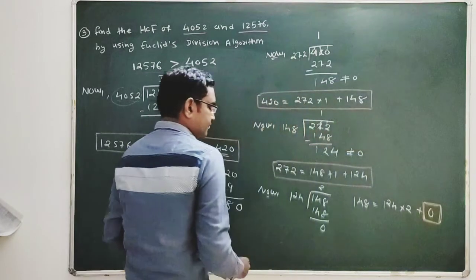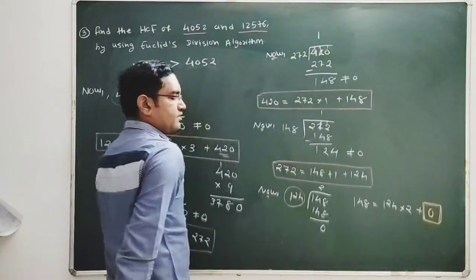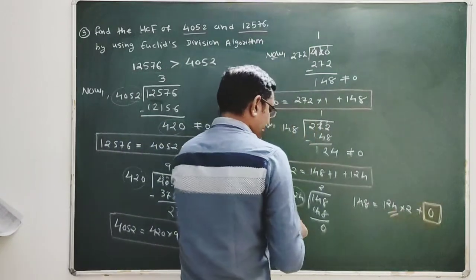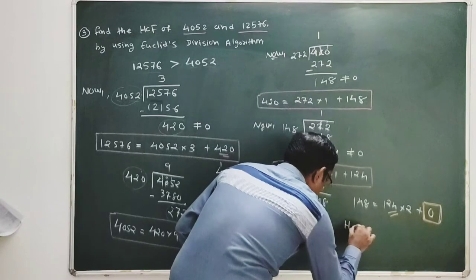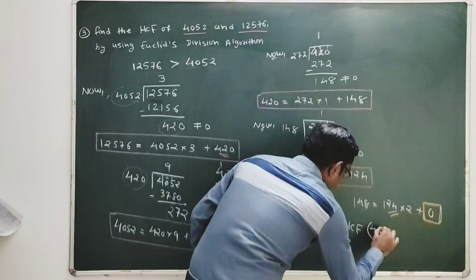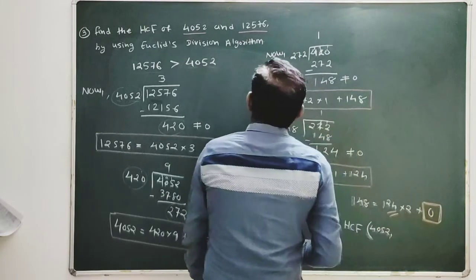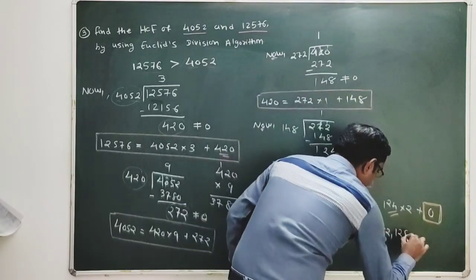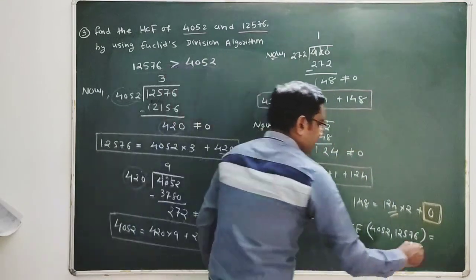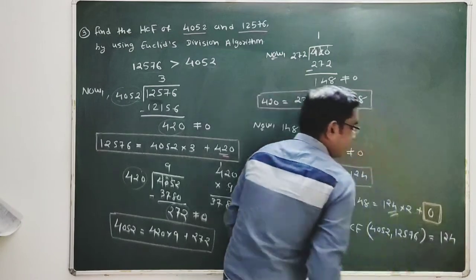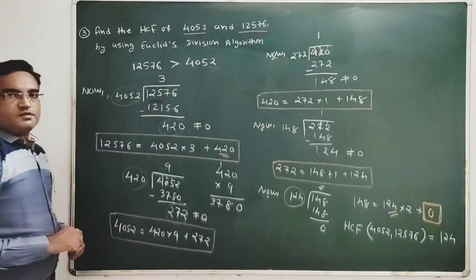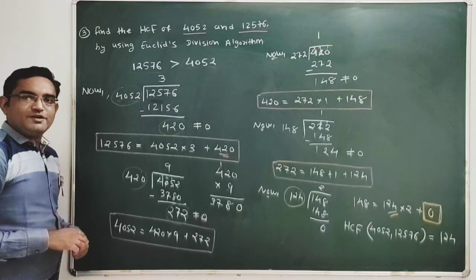And here, as the remainder is 0, we can say the divisor in the last step is nothing but the HCF of the given two numbers. Hence our answer: the HCF of the given two numbers, 4052 and 12576, is 124. 124 is the HCF of the given two numbers. Clear, students? A very good question. Now pause this video and note it down.